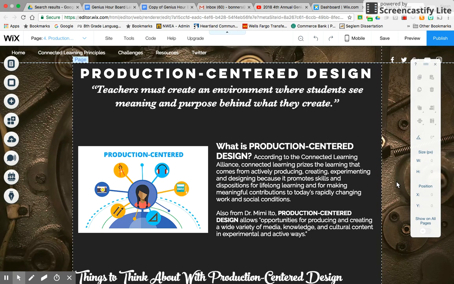What we talked about last week in terms of production-centered design is not necessarily the idea of just producing something, but the idea that we're creating an environment where students see meaning and purpose behind what they create. So I'm going off of that big tagline up at the top of our resources here. It's one thing that we may ask them to actually produce something, but it's the other thing that there's meaning and purpose that advocate for student voice and student demonstration.